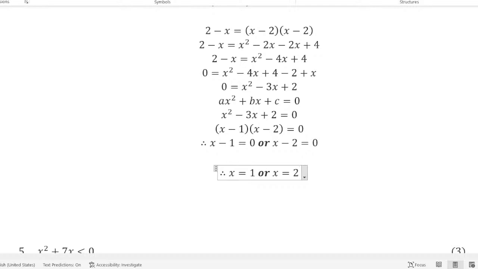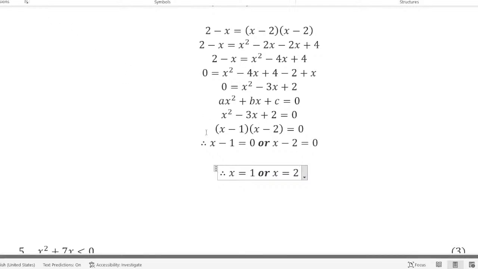Remember, on the left hand side the 2 was a negative, so when we transpose it, when we are taking it to the right hand side, it becomes a positive. It was negative, so it becomes a positive. So these are the final answer.